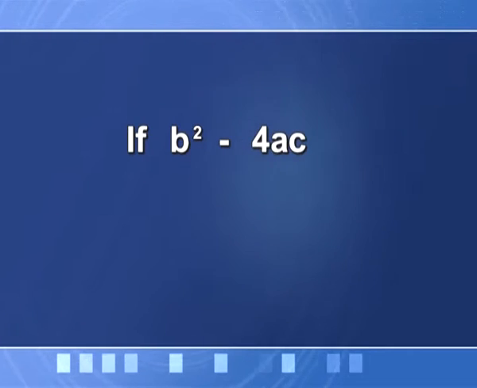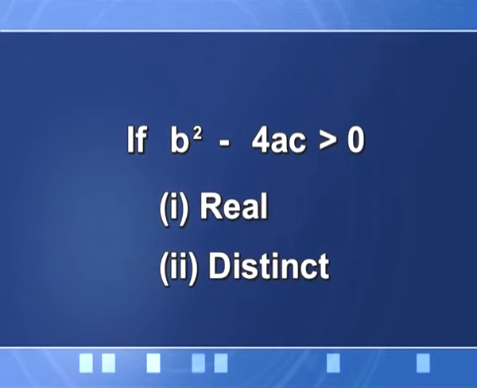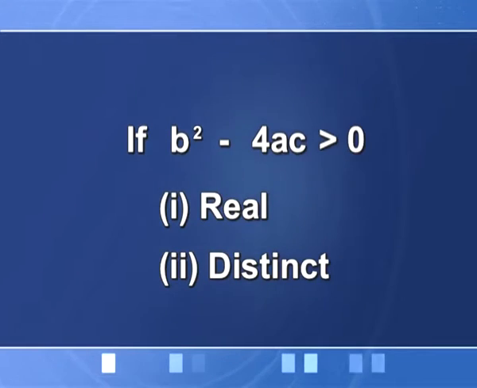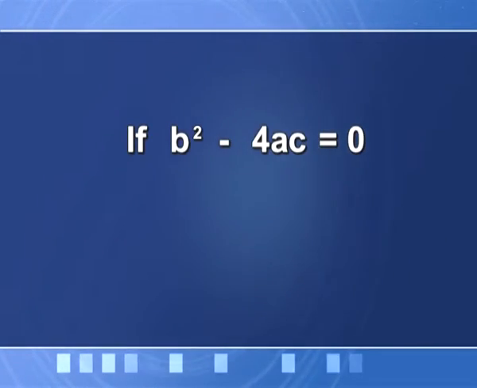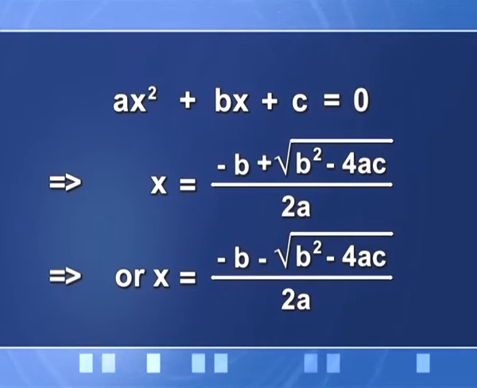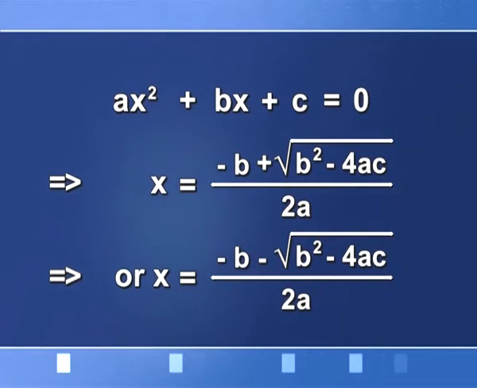So, what kind of roots will I be getting? In case b square minus 4 ac is positive, means greater than 0, then the roots will be real and they will be distinct. But in case b square minus 4 ac is equal to 0, what will happen? Look at the value of x once again.